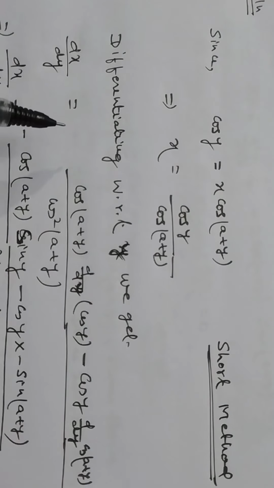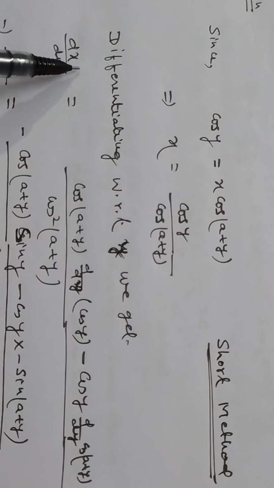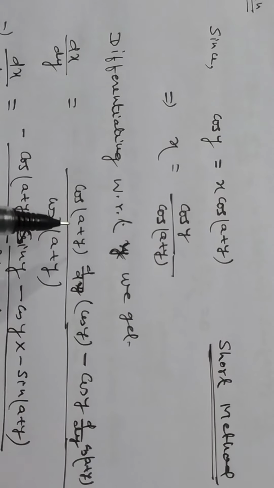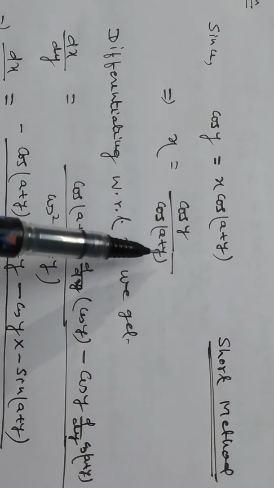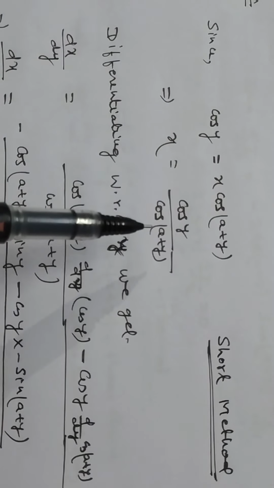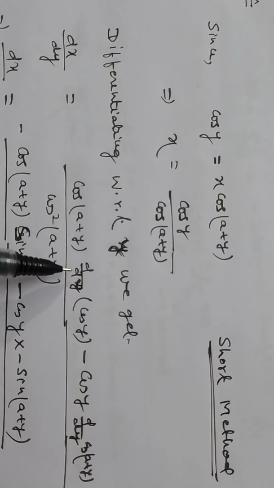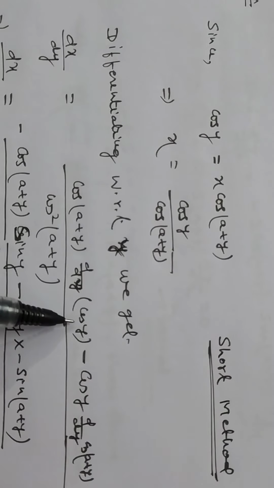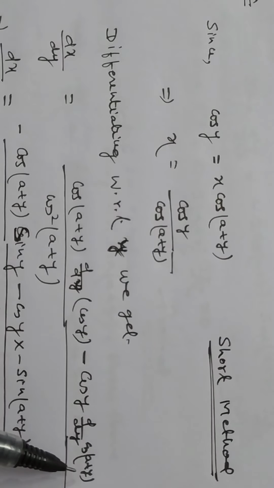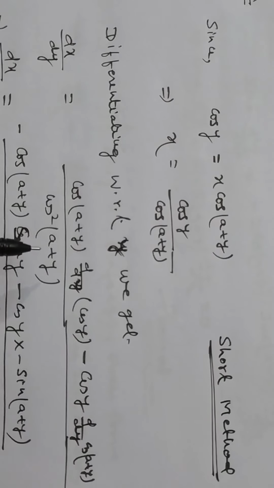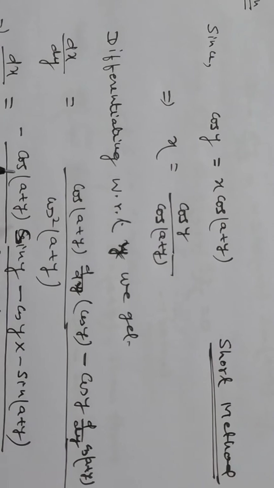Now differentiating with respect to y, not x, we get dx/dy equals cos y over cos(a + y). Now you differentiate it by the u by v method, and it is cos(a + y) d/dy of cos y minus cos y d/dy of cos(a + y), and in the denominator it will be cos²(a + y).